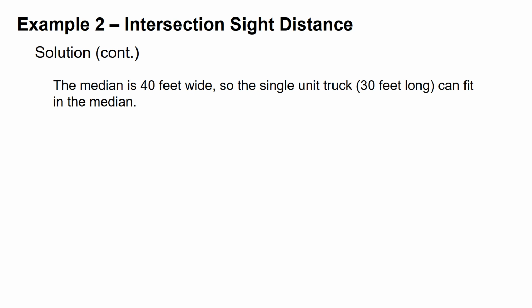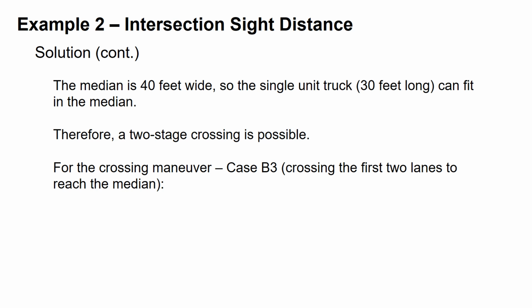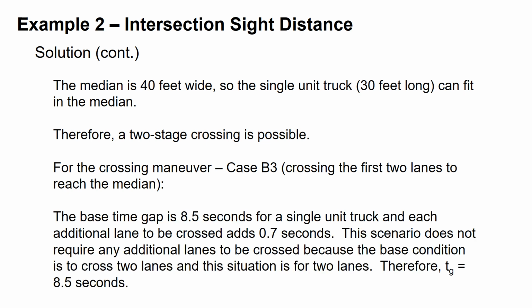This median is 40 feet wide, so the single unit truck, which is about 30 feet long, can fit in the median. And therefore, a two-stage crossing is possible. So for this crossing maneuver, we're actually going to have case B3, that's the first stage, so crossing those first two lanes to reach the median. We're going to have a base time gap of 8.5 seconds, and each additional lane to be crossed adds 0.7 seconds. We don't need to include any additional lanes because the basic assumption is that a vehicle is going to cross two lanes. So for the crossing maneuver, case B3, the time gap is just 8.5 seconds.